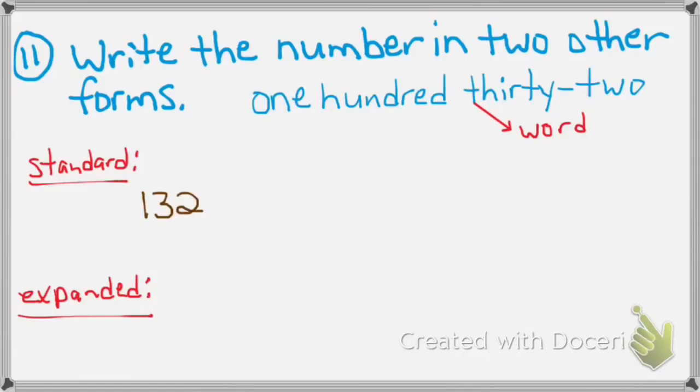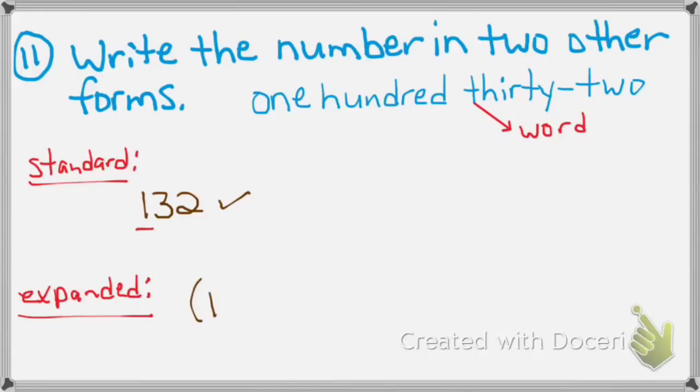Okay, so my number in word form is one hundred thirty-two. How do I write that in standard form? 132. Done. Now when I do expanded form, I like to do it from my standard form. So that's why I wrote my standard form first. I'll look at my standard form to help me.